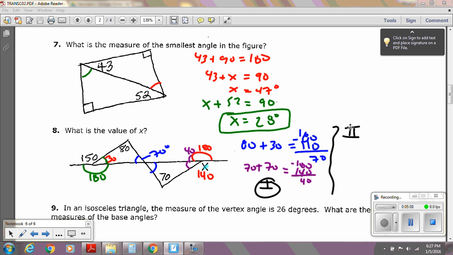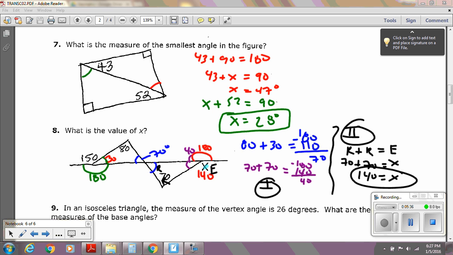The second method you could use involves this remote plus this remote equals the exterior. We talked about this earlier in the year. So R plus R equals E. So that means 70 plus 70 is equal to x, and that's 140 equals x. So method 2 is a shortcut, but again, you could not get to method 2 without finding the blue 70s first.